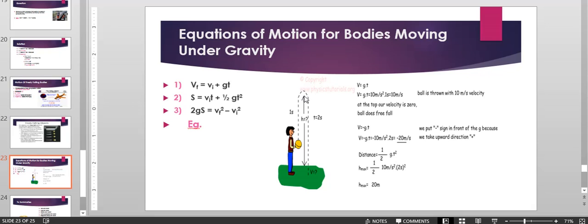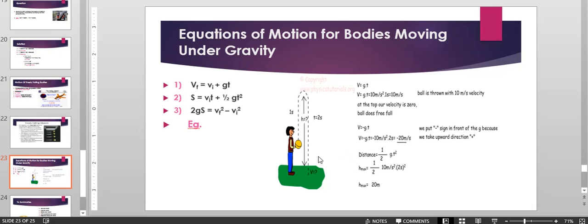At the top, the velocity will be 0, as the ball does not free fall. But when it returns to the ground or the surface, again the initial velocity of this ball becomes 0, and substituting the values in the formula, we'll find that the final velocity of this ball will be 20 meter per second after 2 seconds.